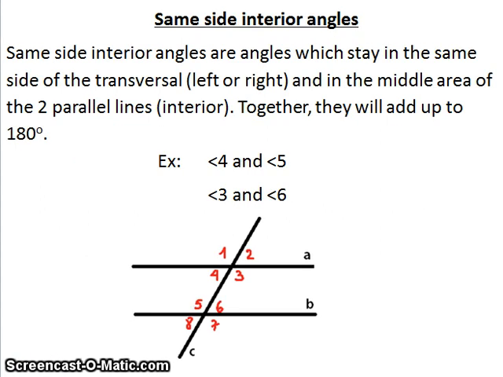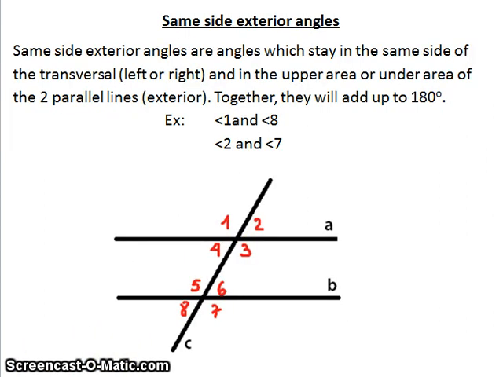Next is same side interior angles. Same side interior angles are angles which stay on the same side of a transversal, which is left or right, and in the middle area of the two parallel lines, which we call interior. Together, they will add up to 180. Example for angle 4 and angle 5. As you can see, they stay in the middle area of the two parallel lines and also on the same side of the transversal. And therefore, together they add up to 180.